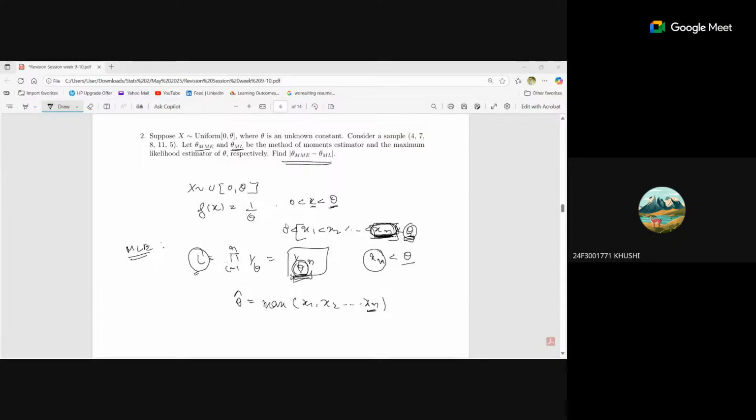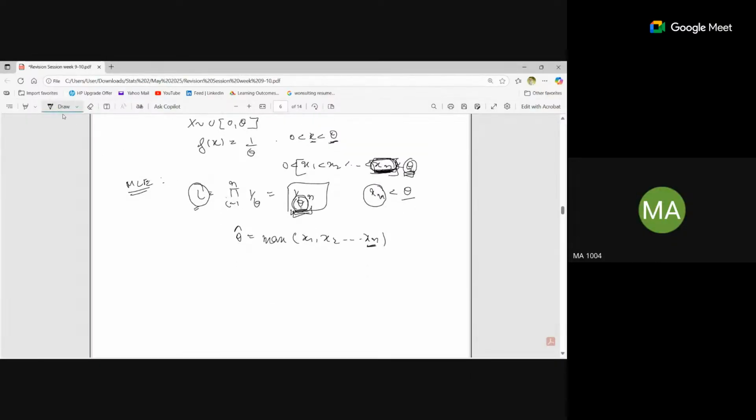Yes, ma'am. Okay. Then the next thing is the method of moments. How do you calculate it? First of all, you calculate the expected value. What is your expected value? 1 by theta into theta, so it is coming to theta by 2, right?